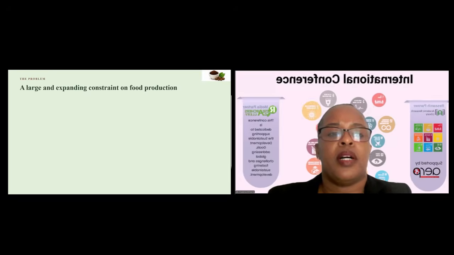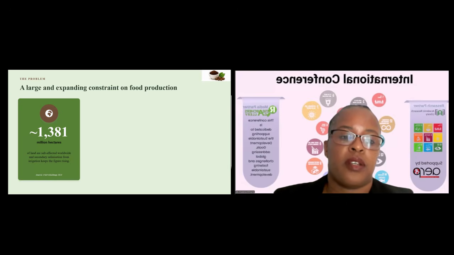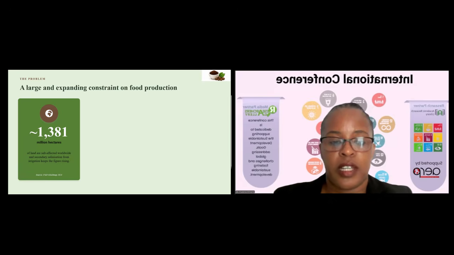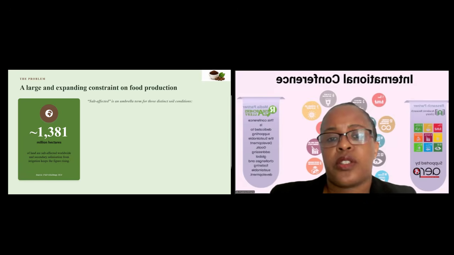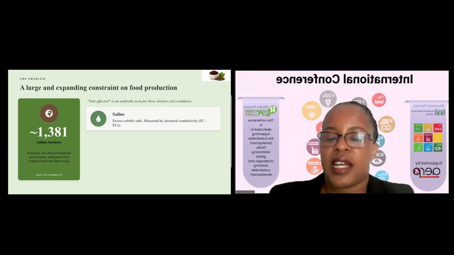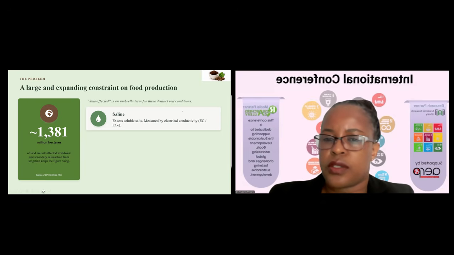So the problem with salt-affected soils is that over 1,381 million hectares of land is salt-affected worldwide. That's from FAO from 2024. Salt-affected soils is an umbrella term for three distinct soil conditions. Saline soils, these have excess soluble salts, which is measured by electrical conductivity.